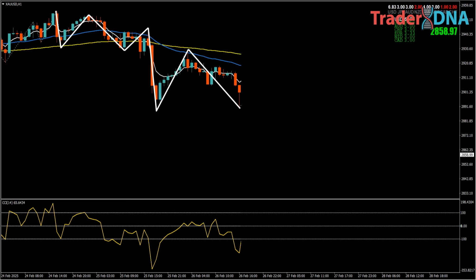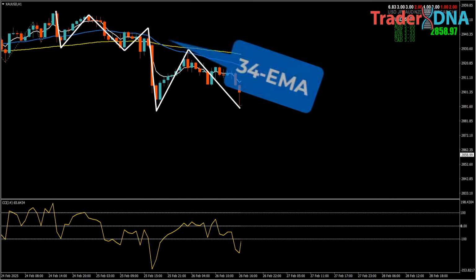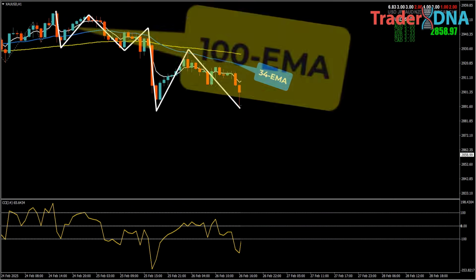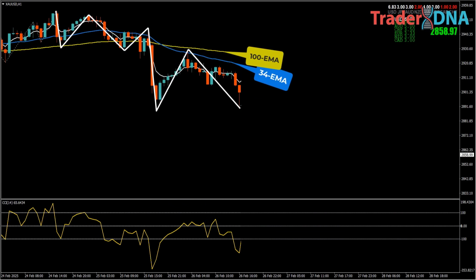Now, it's time to move our analysis forward and focus on the moving averages, specifically the 34-period EMA and the 100-period EMA. Right here, we see something crucial: the 34-period EMA crossing below the 100-period EMA. And that's our second confirmation that the market is in a strong bearish trend.